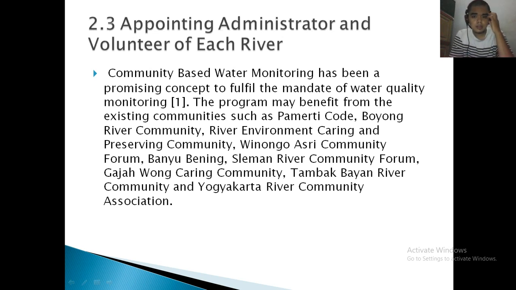Community-based water monitoring has been a promising concept to fulfill the mandate of water quality monitoring. The program may benefit from existing communities such as the Pemerti Boyong River Community, River Environment Caring and Preserving Community, Winongo Asri Community Forum, Banyu Bening, Sleman River Community Forum, Gajah Wong Caring Community, Tambak Bayan River Community, and lastly Yogyakarta River Community Association.